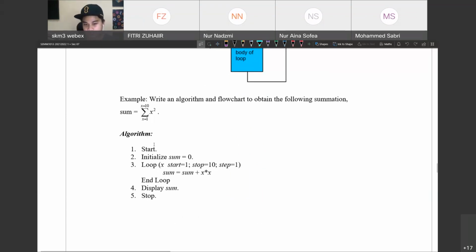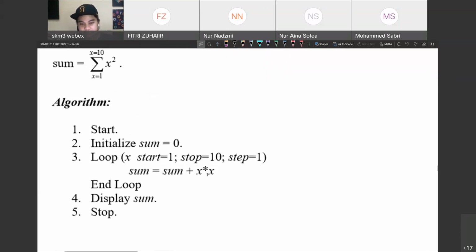First, start, initialize the summation. This is very important, we need to use the sum. Of course, we need to have the sum here, so we need to initialize. That means we need to give the first value first. Sum equal to 0. And then we do the looping. x starts with 1, stops with 10, and step 1. So summation equals, this is the equation, sum equal to sum, remember our previous one, sum equal to 0, plus x multiply with x. This is the multiplication symbol, yeah?